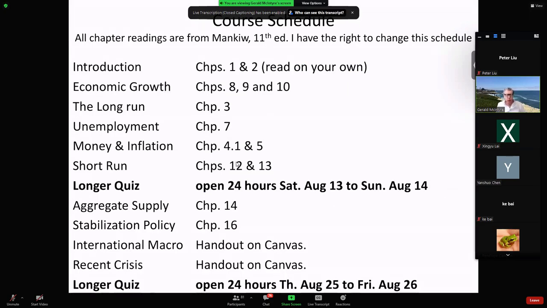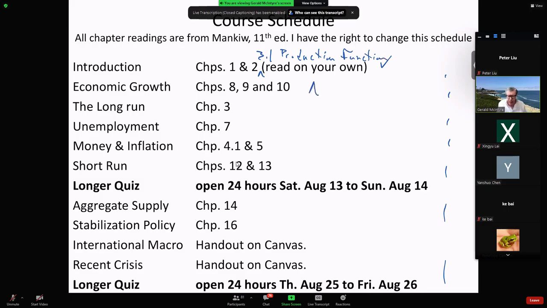Okay. Here's the course schedule. This is an ambitious schedule for the course. We will start at the beginning and simply work our way down the list. Okay. So as I've mentioned, there's a little typo here. You should read chapters 1, 2, and chapter 3.1 on your own. Chapters 1 and 2 define things like GDP, investment, the consumer price index, inflation. Chapter 3.1 takes you into what's called the production function, which we'll mention in a few minutes today. And that will be certainly new information for you.